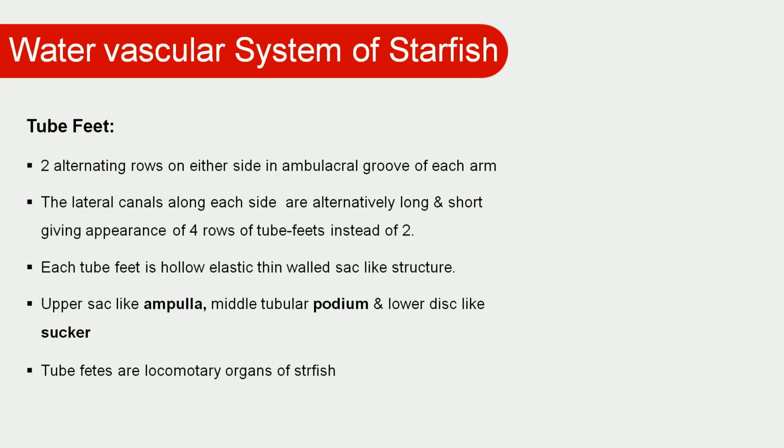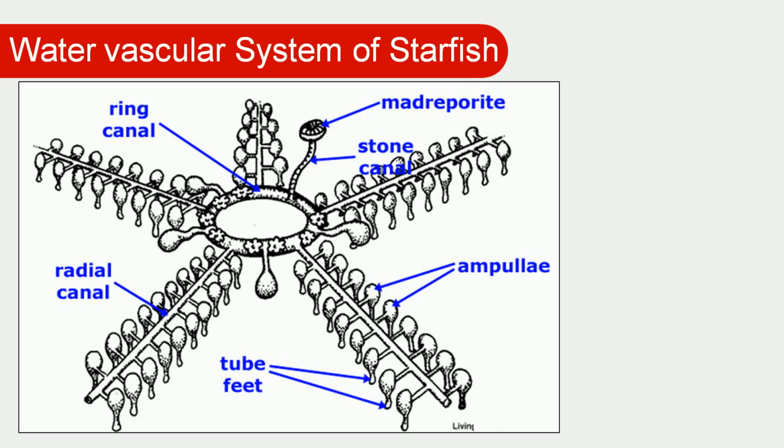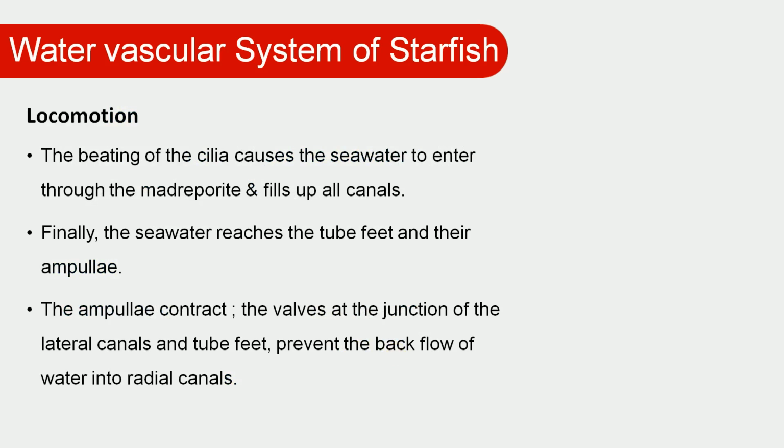The tube foot is basically the main locomotive organ in the starfish body. We can see here the ampulla, then the podium, and here the sucker. This is the well-known structural representation of the tube feet of the starfish body. Then the water vascular system acts in locomotion.